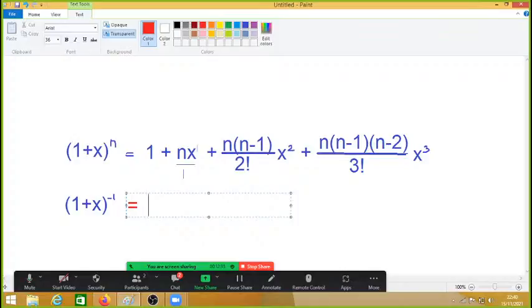Okay, no surprises for 1 coming first, then a plus, and then n. N is the power we have at the bracket here, so that power is -1. And then x to the power 1, so that's just x. So that's the second term done. And now let's move on to the next bit.